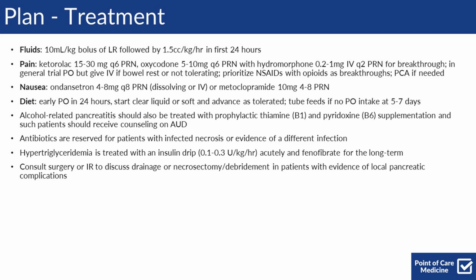In general, trial PO but give IV if you need bowel rest or if the patient's just not tolerating anything by mouth. You can prioritize NSAIDs with opioids as breakthroughs, and only do a PCA if you think it's really needed. For nausea, be thinking about ondansetron 4 to 8 milligrams Q8 PRN, dissolving or IV, or Reglan.